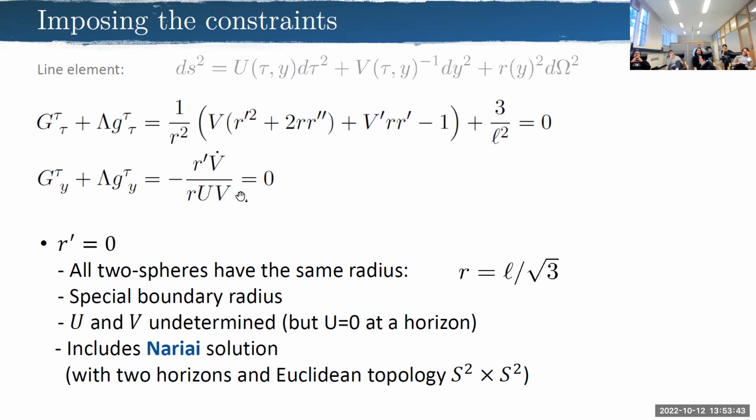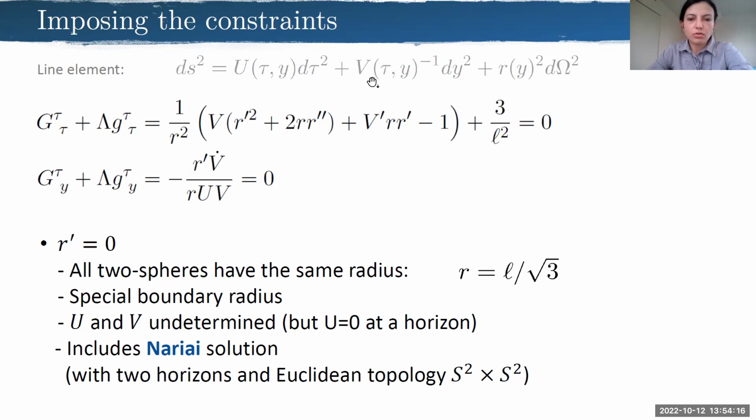From the momentum constraint, we see that there are two cases. If R prime is zero, it means that all two spheres of our slice have the same radius. And from the Hamiltonian constraint, the radius is fixed to this value. L again is the de Sitter length. This configuration contributes only if we have chosen a special boundary radius for our ensemble, which is equal to this radius.